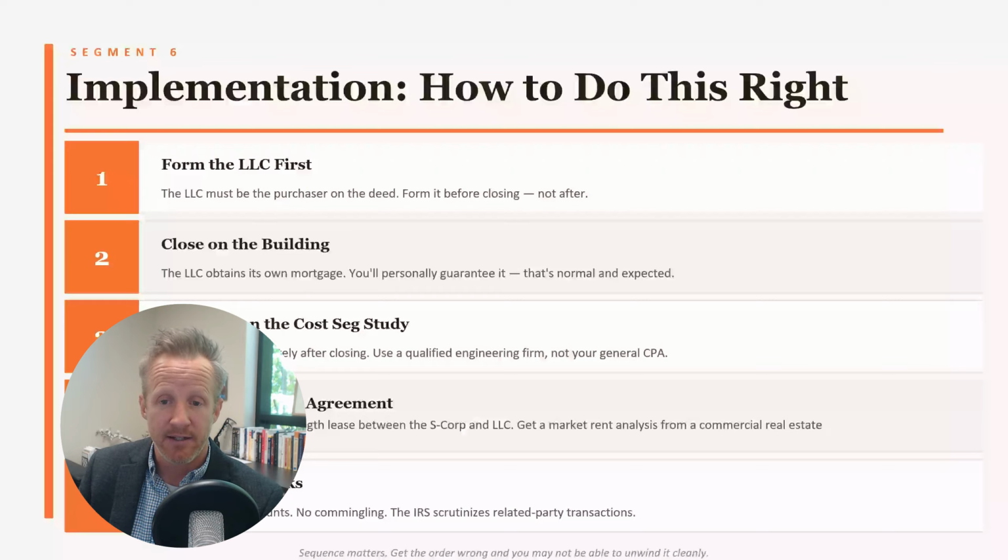They get educated enough to communicate across those different spheres and to organize an overall plan. So, step one, form the LLC first, not after. Step two, close on the building. The LLC obtains its own mortgage and you personally guarantee it. That is typically the case.